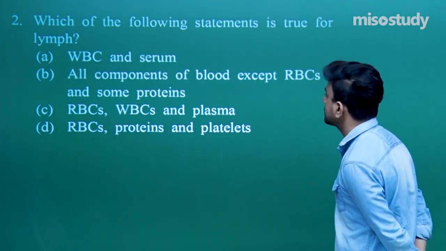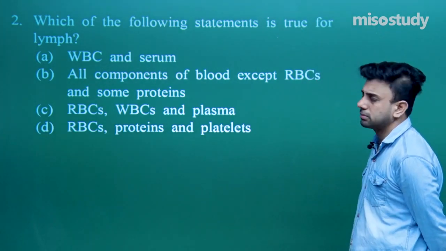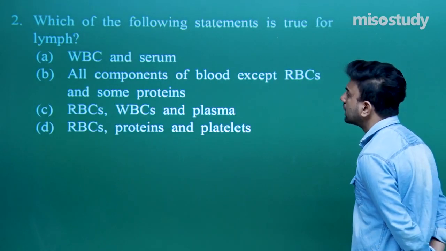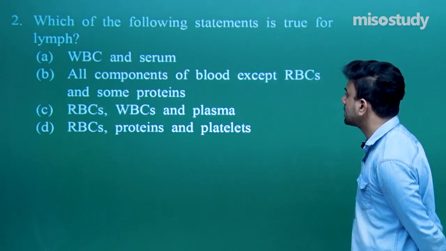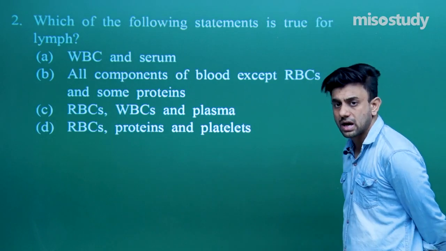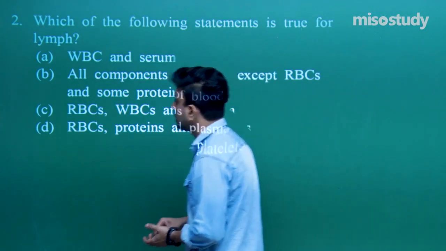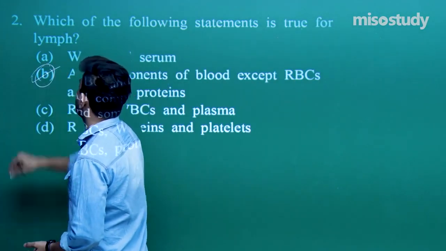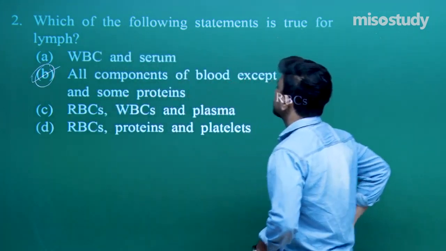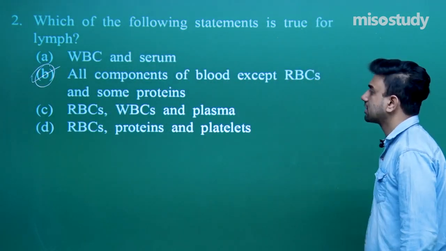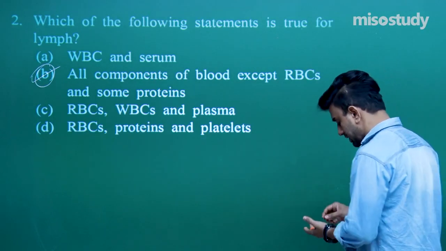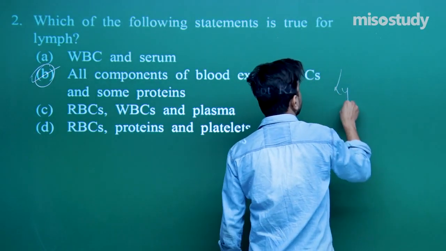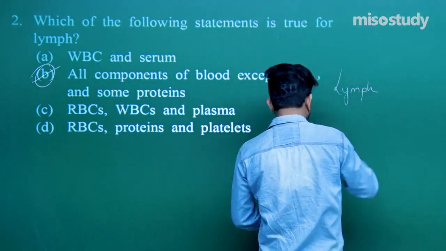So which of the following statements is true for lymph, WBC and serum? I mean, this is not what it is. All components of the blood except for the RBC and some proteins. Yes, this is the right answer. The lymph is composed of all the components of the blood except for the RBC and some proteins. Okay, let us see what the lymph is, how the lymph is formed.